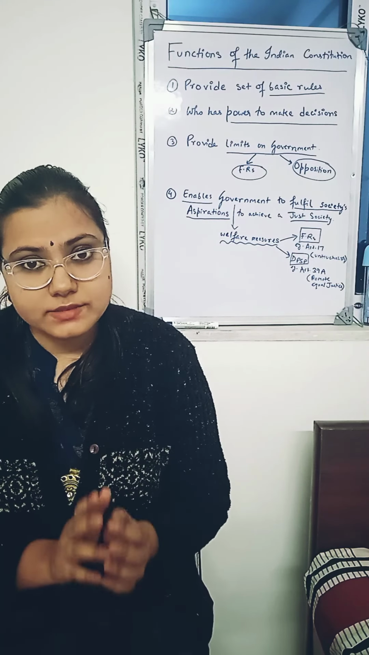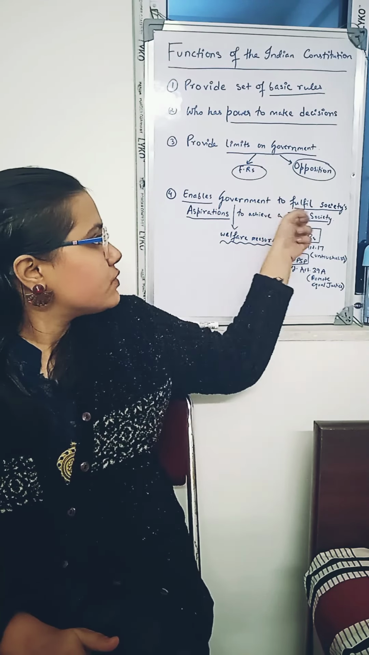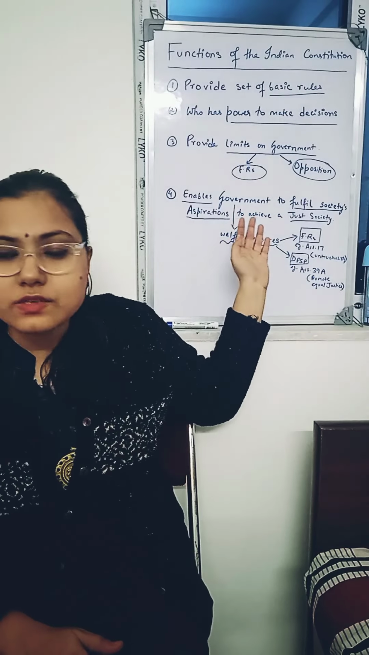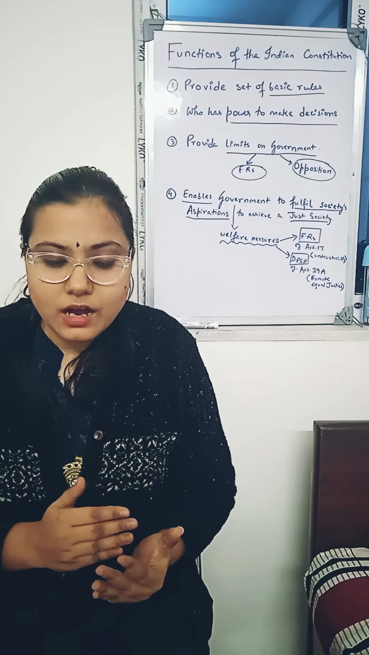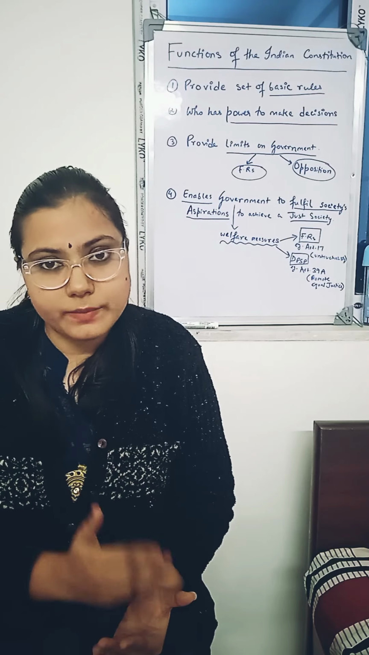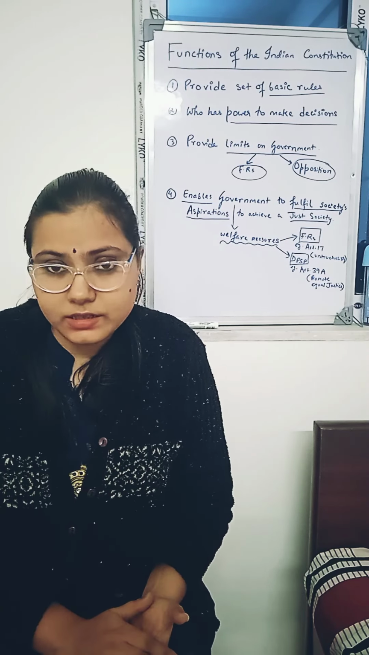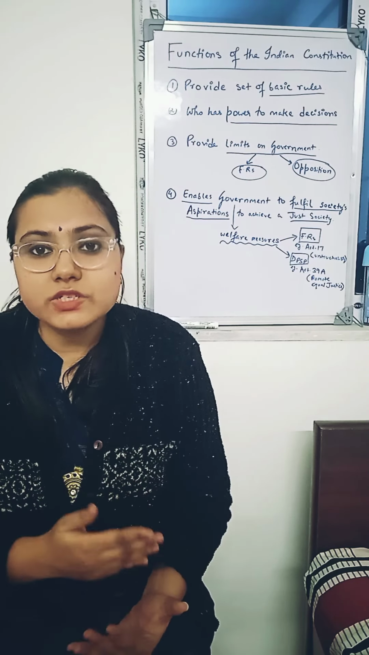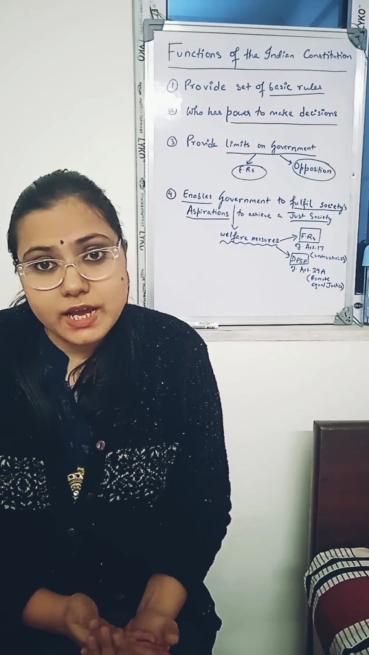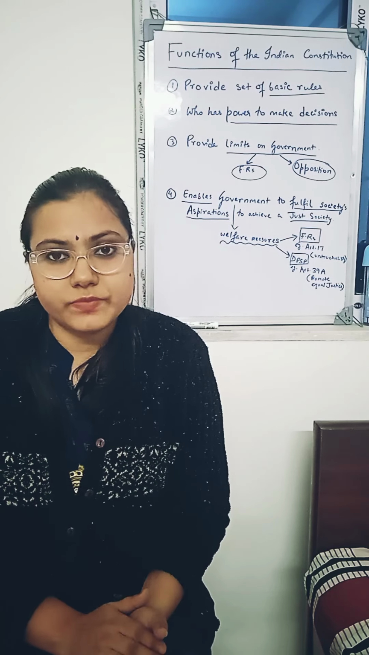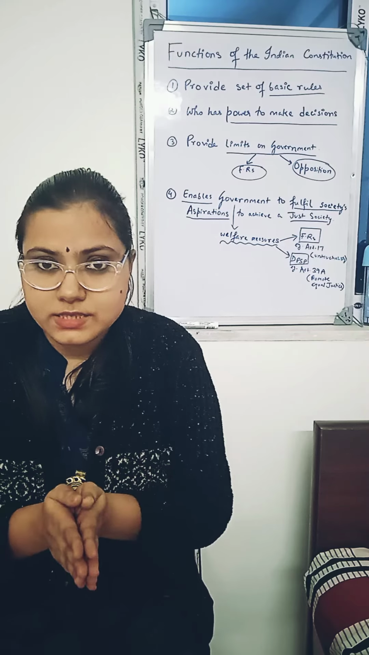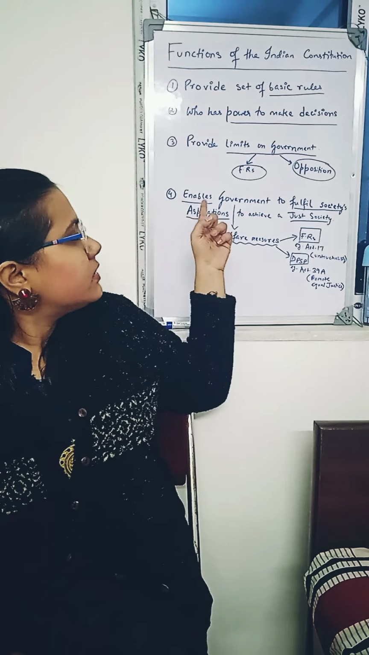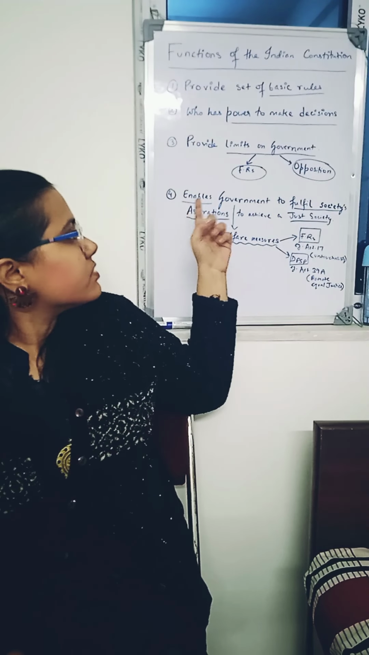So you see, with the help of these two mechanisms or tools, we can put limitations on our government so that it does not become arbitrary, tyrannical or undemocratic. So these limitations ensure that our society remains democratic, and democracy is safeguarded in India. So this is our third function of the Indian Constitution.